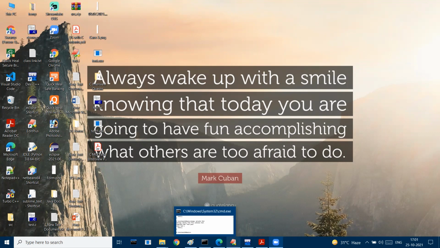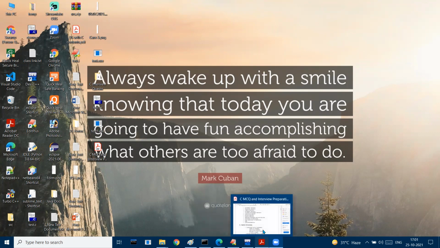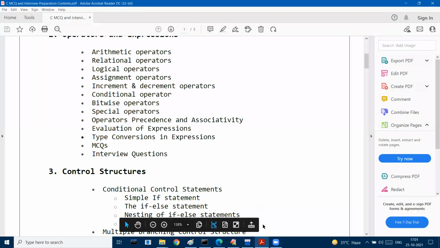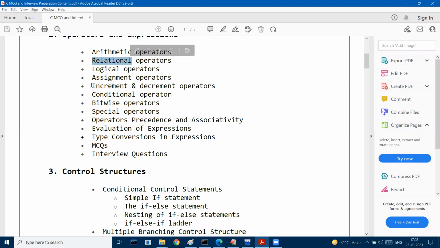In our last session, we learned a few of the operators while practicing those MCQs. Those operators included logical operators. I hope you remember we discussed logical AND and logical OR. We also discussed at least one relational operator; there are 6 relational operators. And the increment operator also we discussed in our last session.